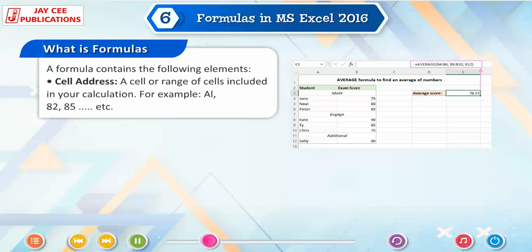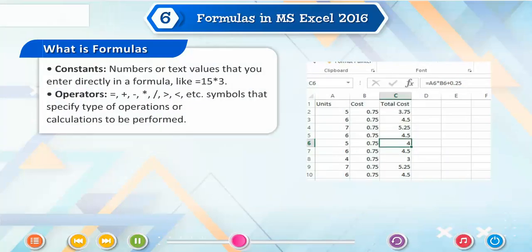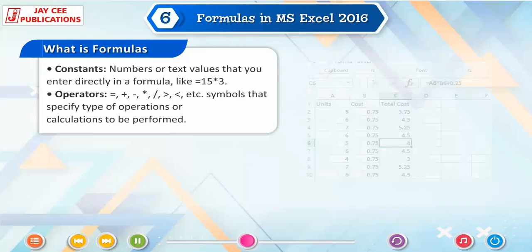Cell address: a cell or range of cells included in your calculation, for example A1, B2, B5, etc. Names: a defined name for a cell range, constant, table, or function, for example =SUM(my_name). Constant: numbers or text values that you enter directly in a formula, like 15*3.